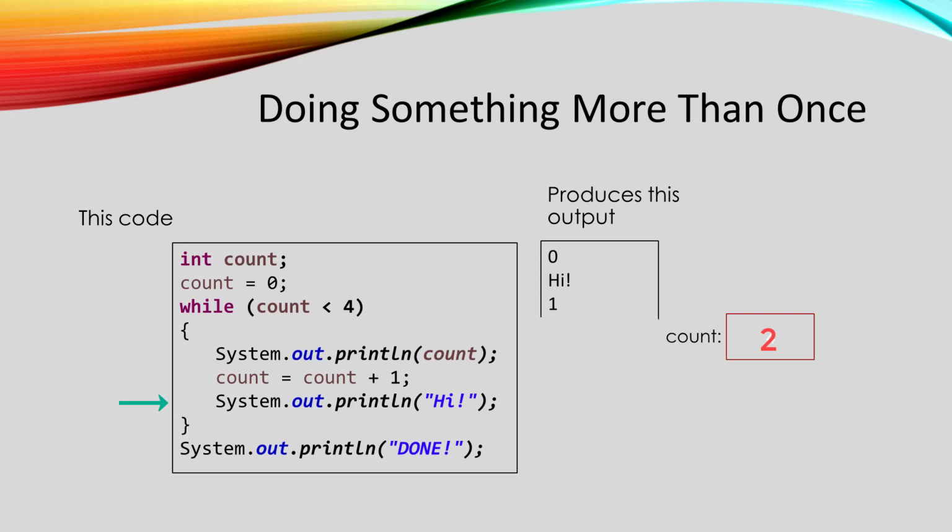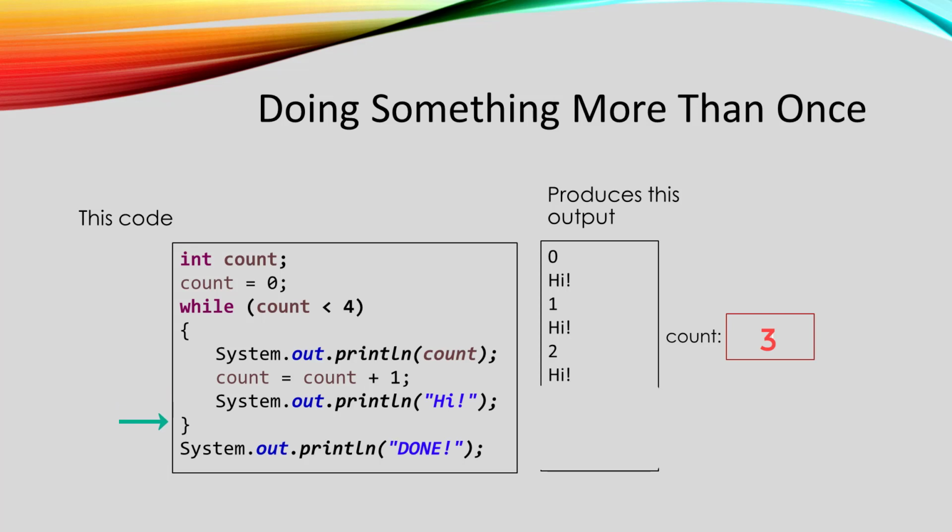Thanks, Zumi. Like the first time, this print statement is just going to make hi and an exclamation point get printed out. We've hit the bottom of the loop, so we go back up to the top. Again, it compares the value in count to 4. 2 is still less than 4, so we go inside the loop again. This time, it'll print out the value of count, which is 2. It will increment count to make it become 3, and then it will print out hi.